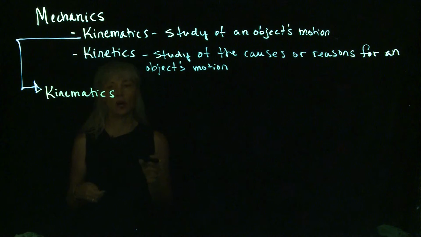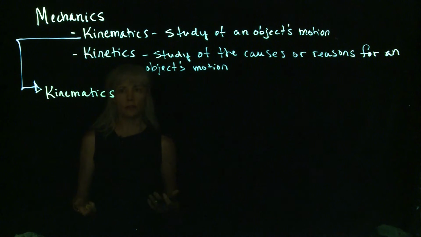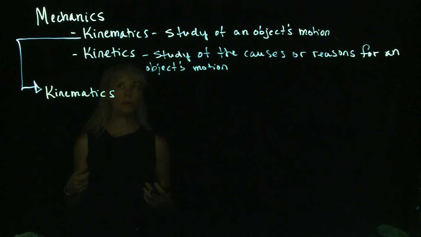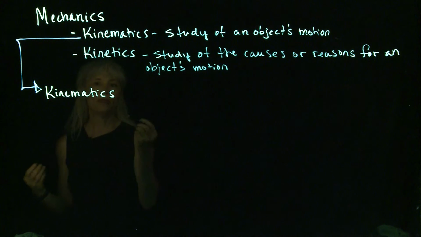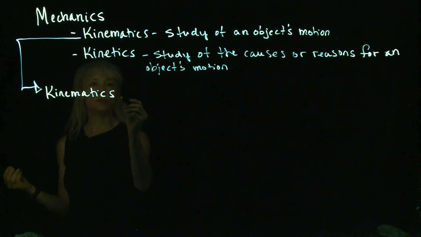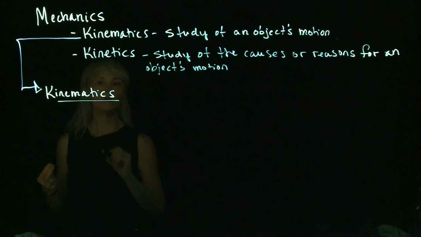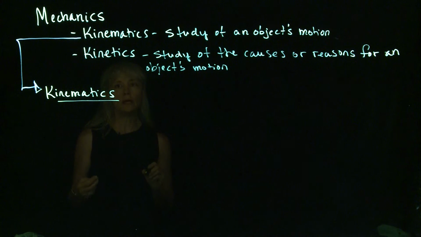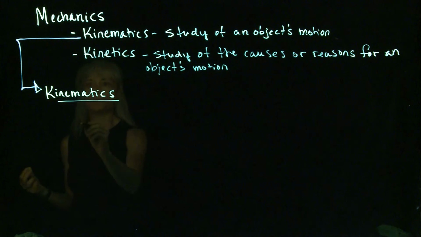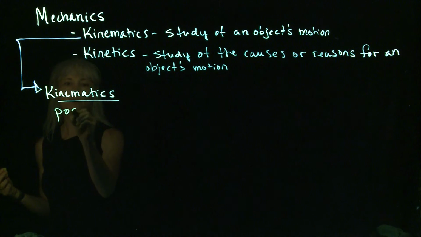The study of an object's motion. What kind of quantities do we need to be able to use to be able to describe an object's motion? And subsequently, we want to be able to see how these quantities are related to one another. Things that we will need to be able to precisely define in order to be able to fully and precisely describe an object's motion are things like position.